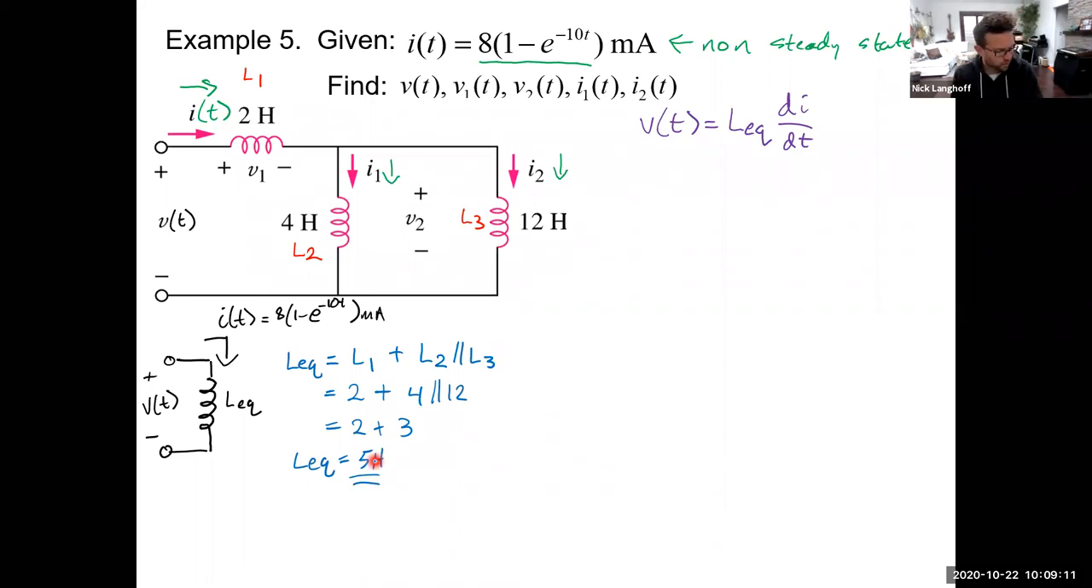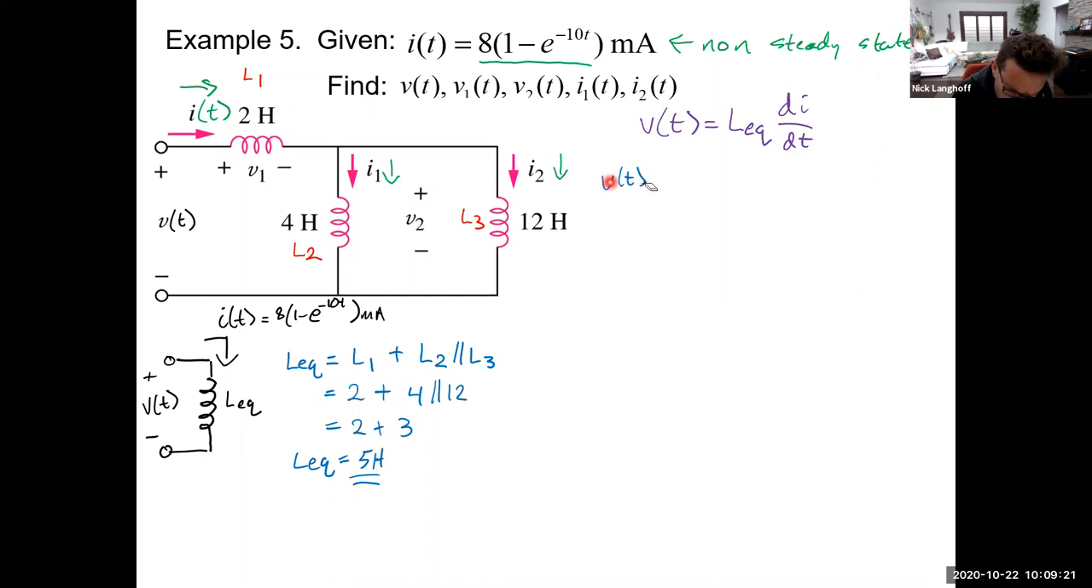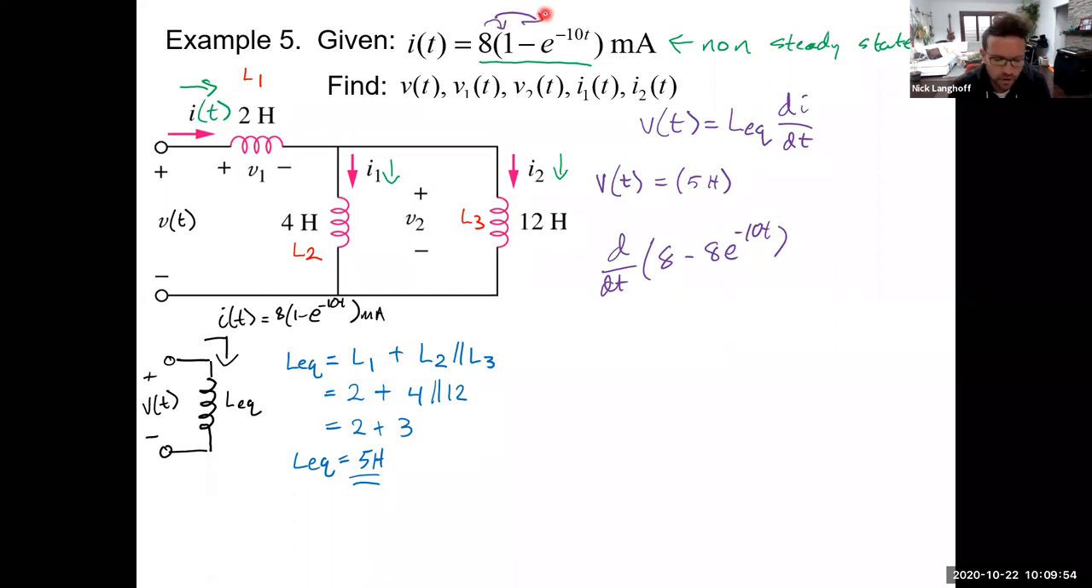Now that we have that, we can plug it in for L equivalent up here. So V of t, sticking with our purple color scheme, is equal to L equivalent, which we already found is 5 Henries, times di/dt. So we're taking the derivative of 8 minus 8e to the minus 10t. What I've done is just factor the 8 into both of those terms.